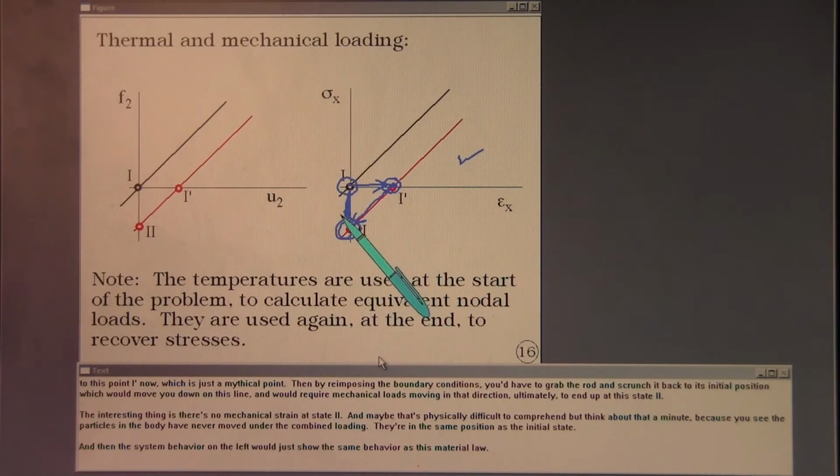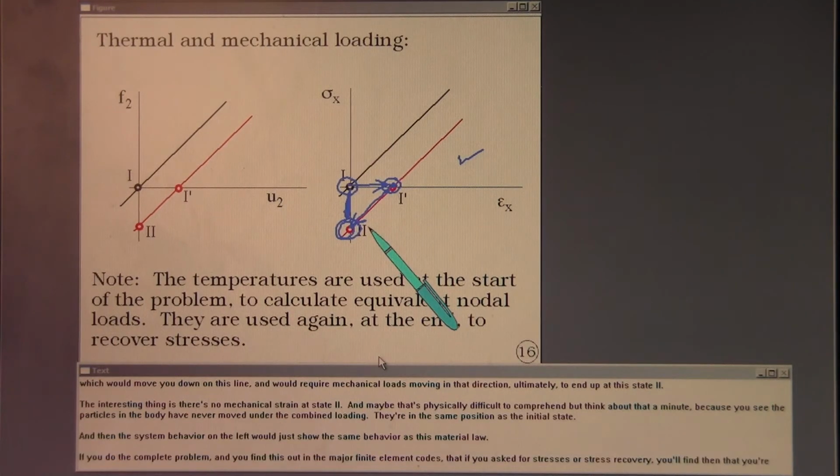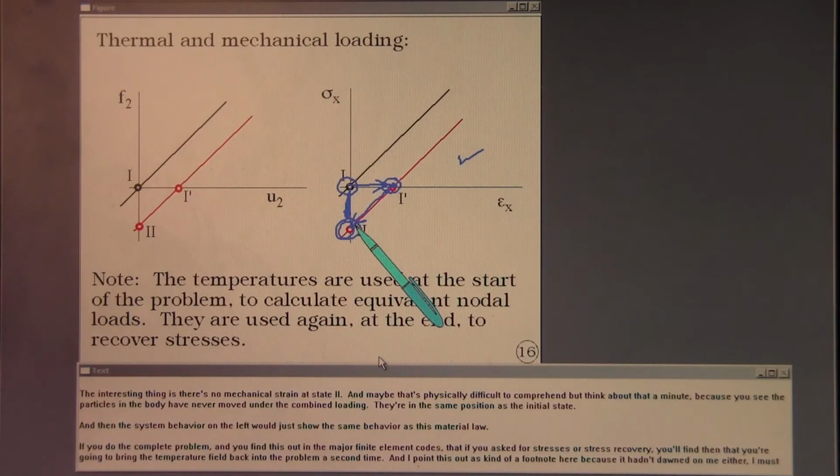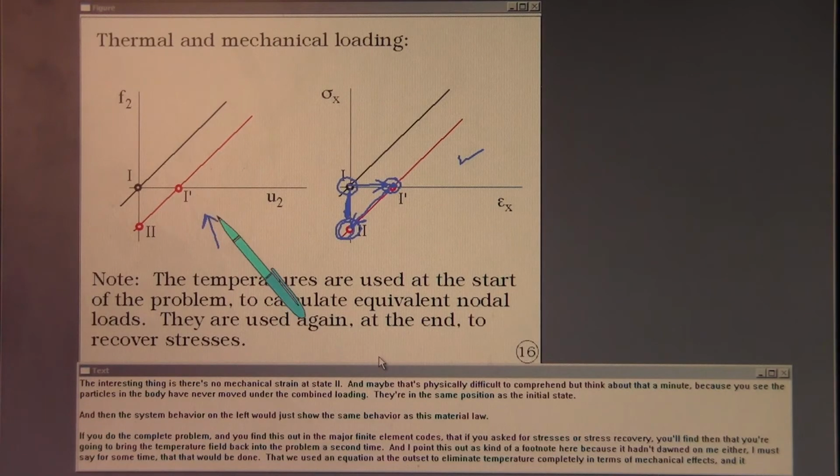The interesting thing is there's no mechanical strain at state 2. And maybe that's physically difficult to comprehend, but think about that a minute, because you see the particles in the body have never moved under the combined loading. They're in the same position as the initial state. And then the system behavior on the left would just show the same behavior as this material law.